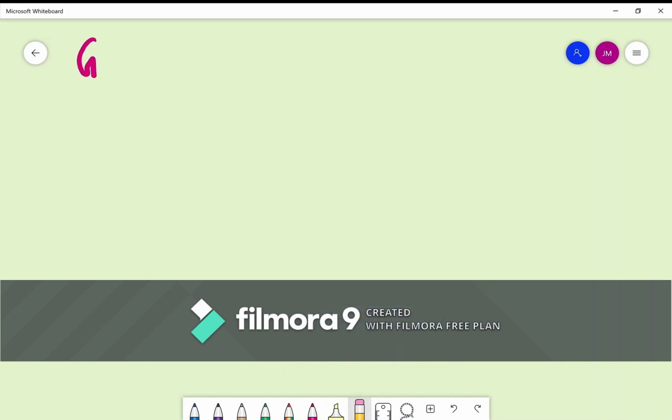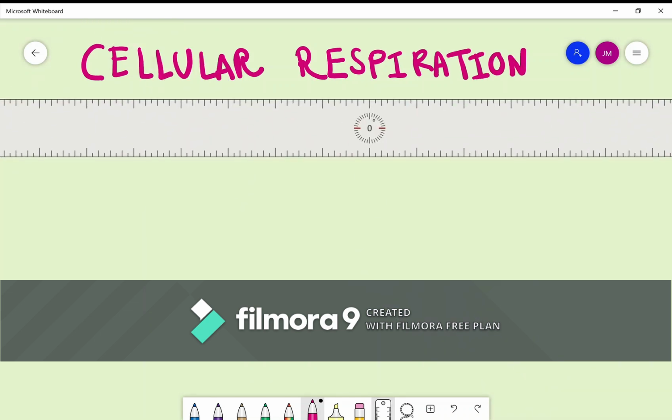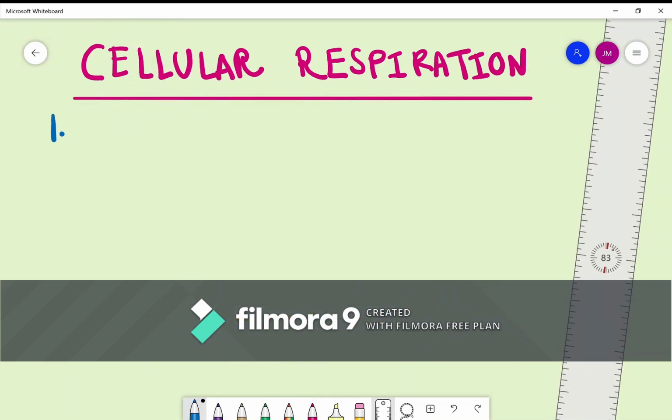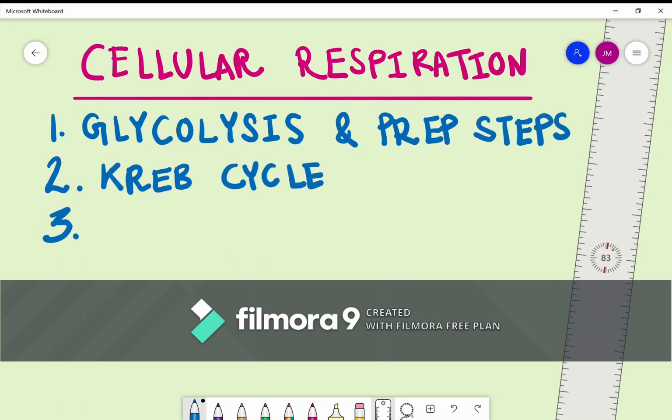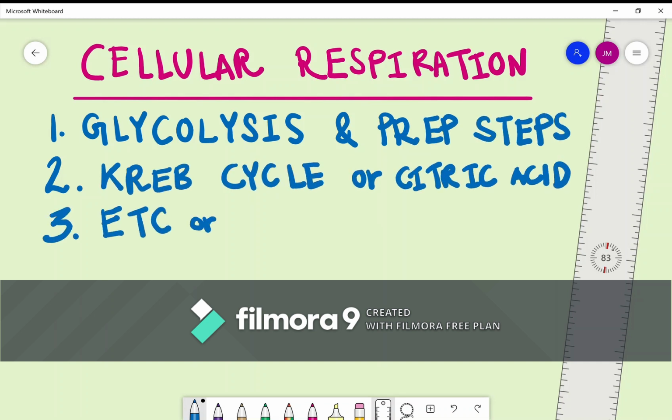Cellular respiration consists of glycolysis and Krebs steps. Second, the Krebs cycle, also called the citric acid cycle. Third, the electron transport chain, also called the ETC.